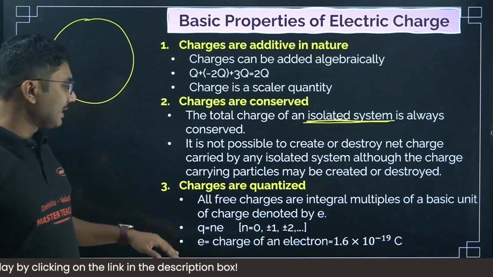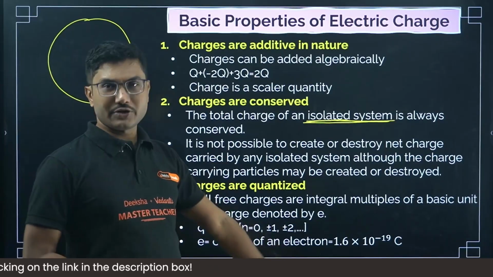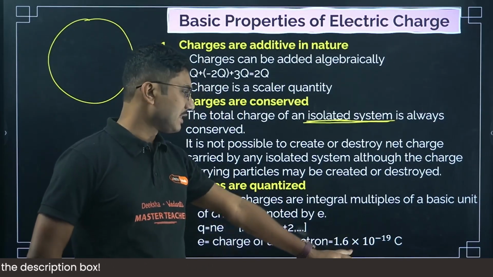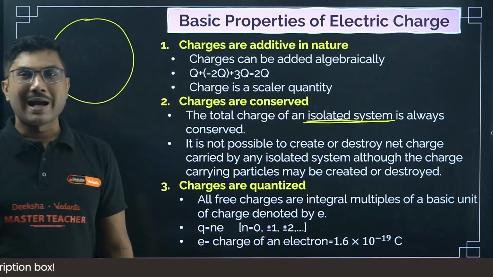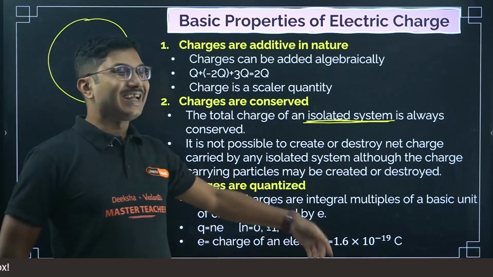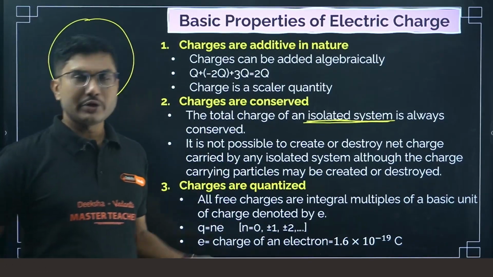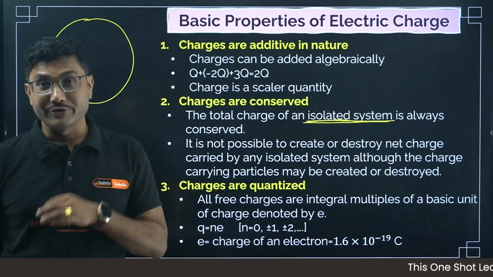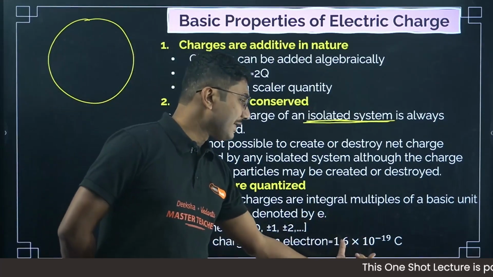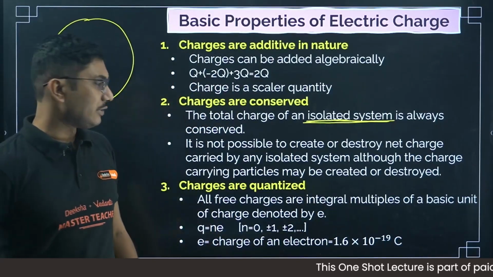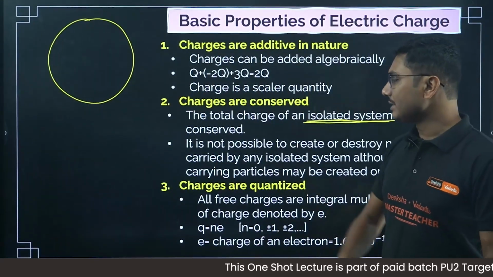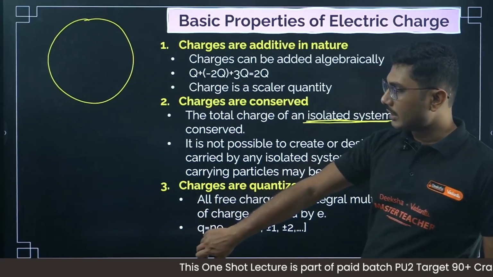And here e is basically the charge of an electron, and its magnitude is approximately 1.6 into 10 to the power of minus 19 coulomb. If any other value you have to use, that value will be provided in the question. If the value is not provided, you have to take this value, 1.6 into 10 to the power of minus 19. Now let us understand this quantization property in a little bit of detail.